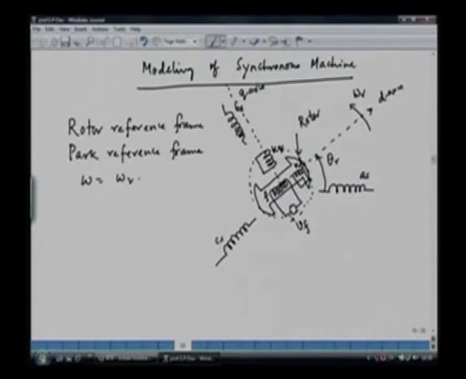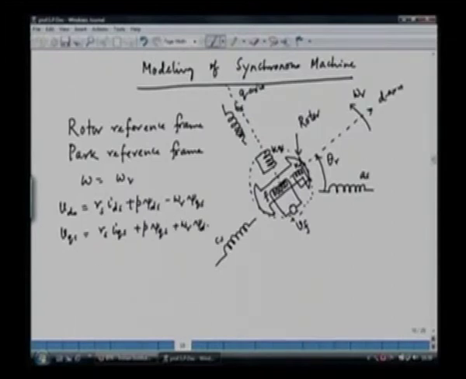So in this case, the speed of the reference frame is the rotor speed, and if we write down the equations in the rotor reference frame, we can say that VDS is equal to RS IDS plus P psi DS minus omega R psi QS. VQS is equal to RS IQS plus P psi QS plus omega R into psi DS.